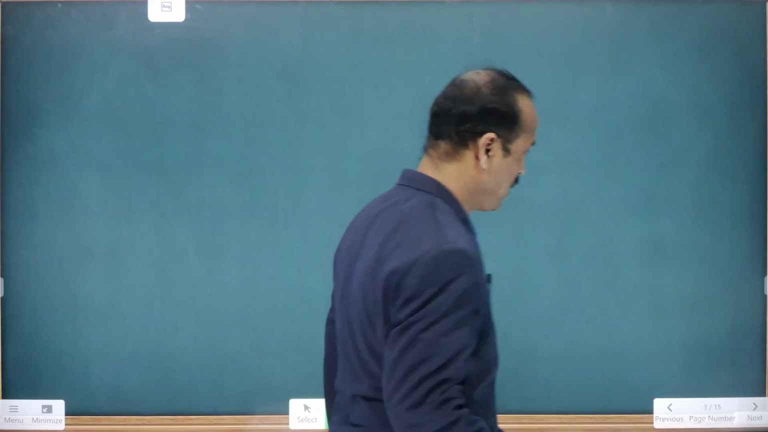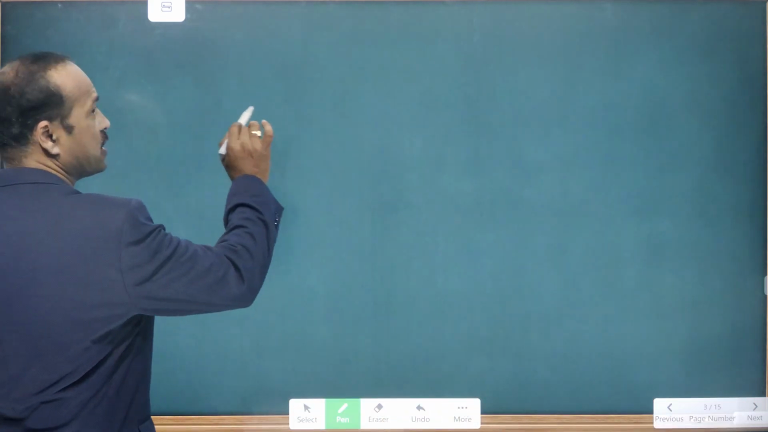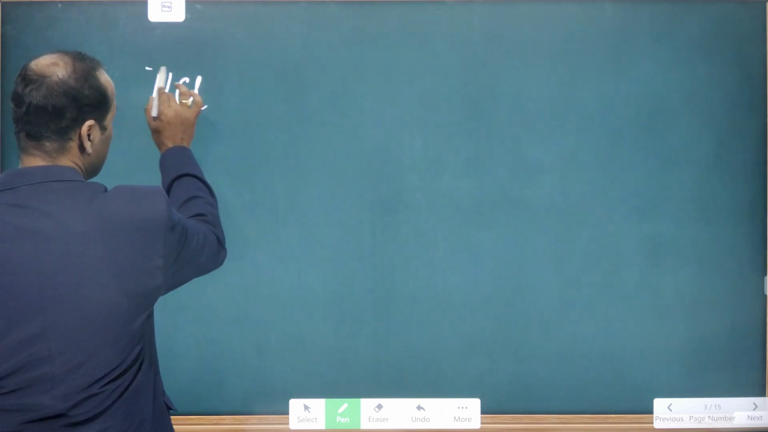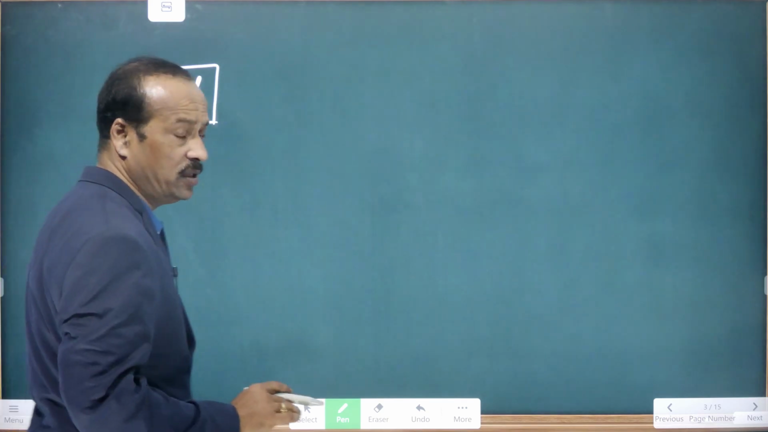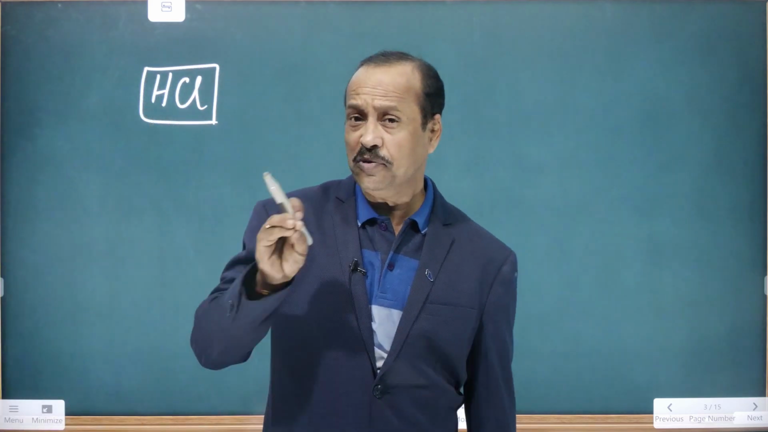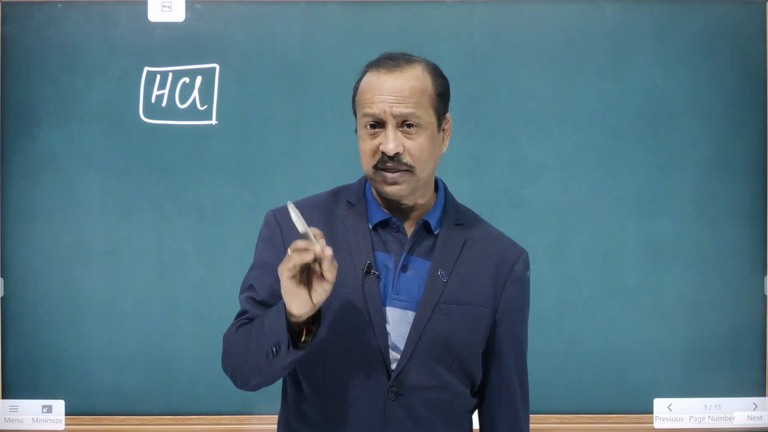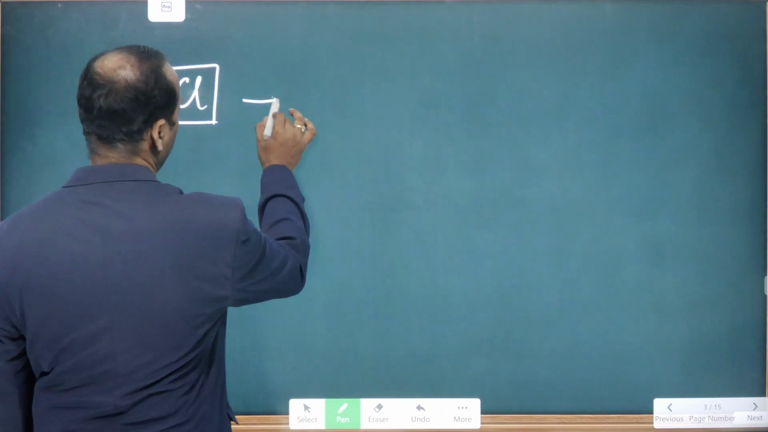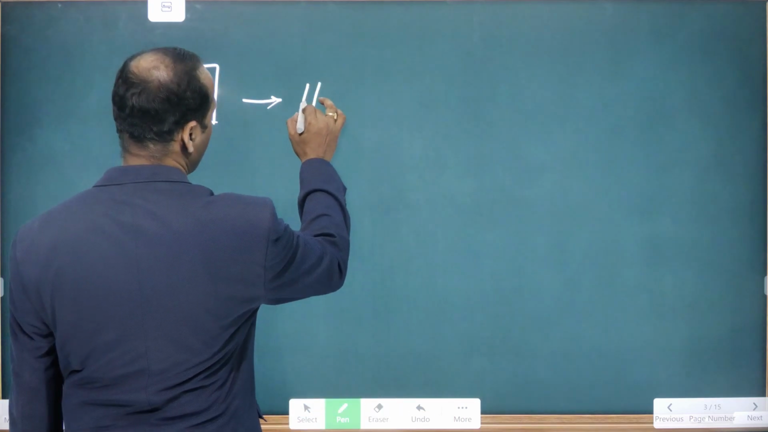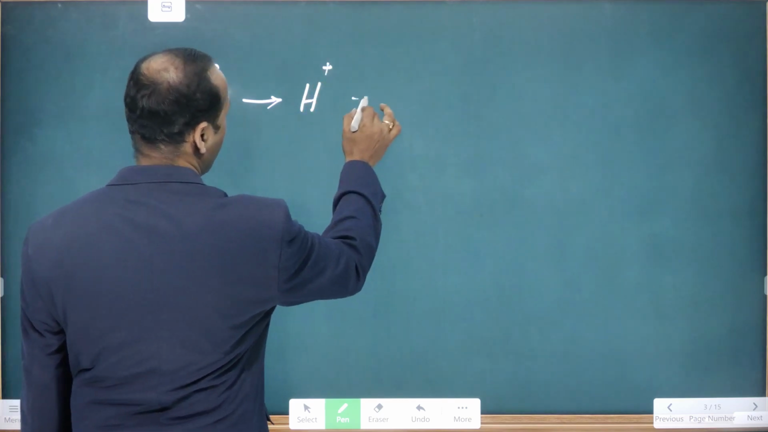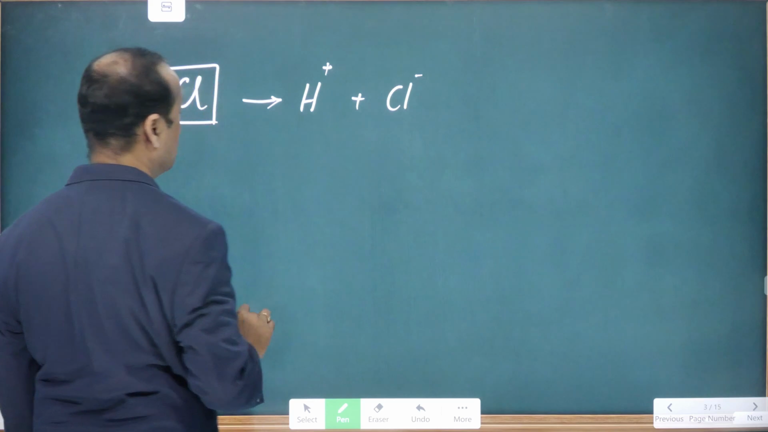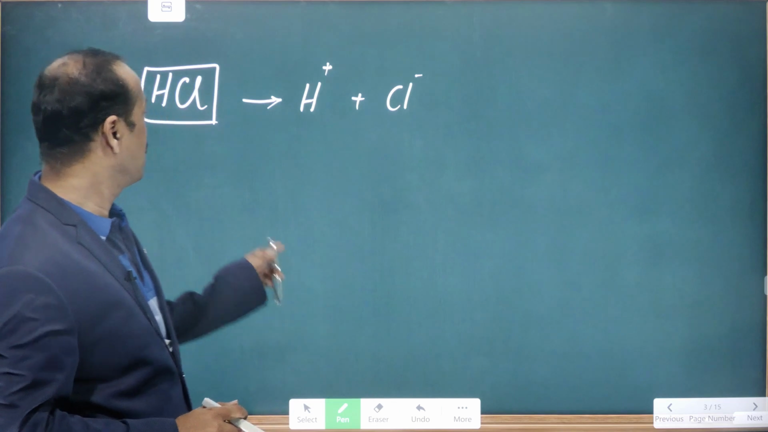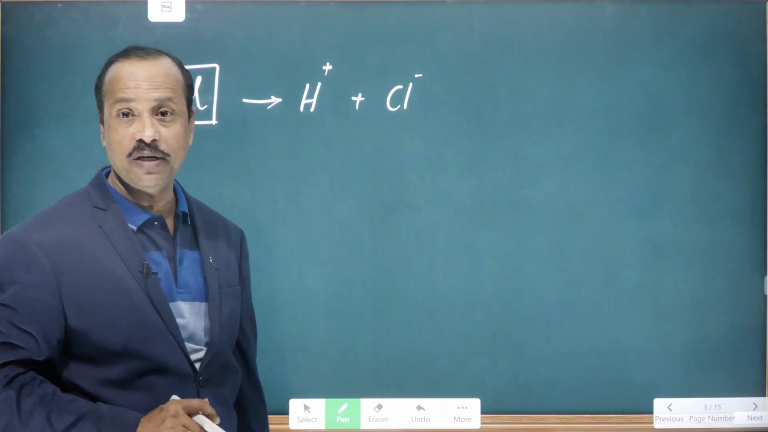Now, for example, I'll explain. If I take hydrochloric acid, the formula is HCl. Actually, students, HCl is a neutral compound. But if they split, what is the amount of charge present on each? Here you see hydrogen has a positive charge and chlorine has a negative charge. Yes or no? In hydrochloric acid, if they split, hydrogen becomes positively charged and chlorine becomes negatively charged.